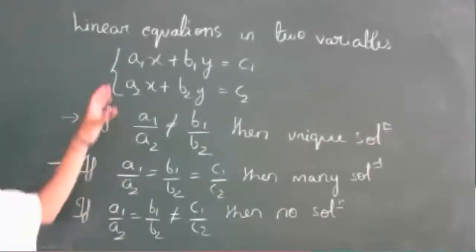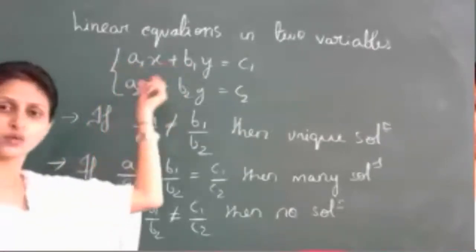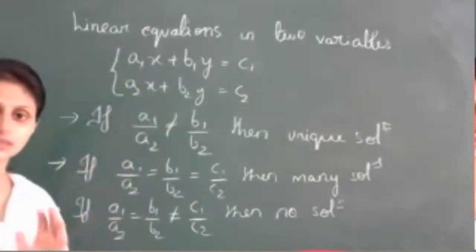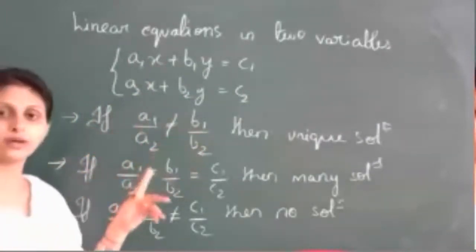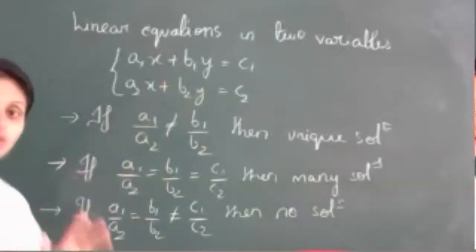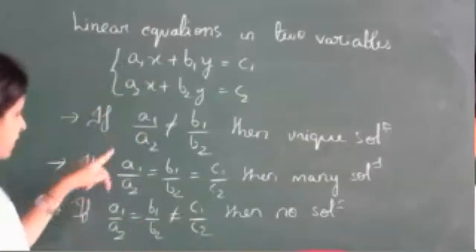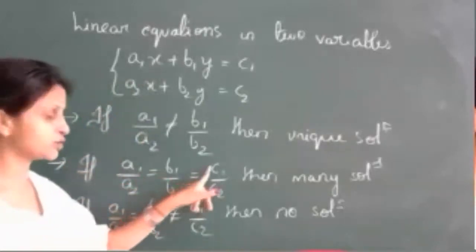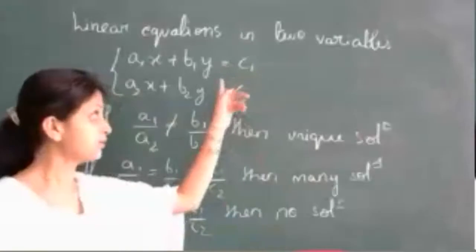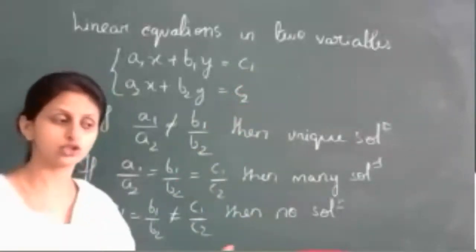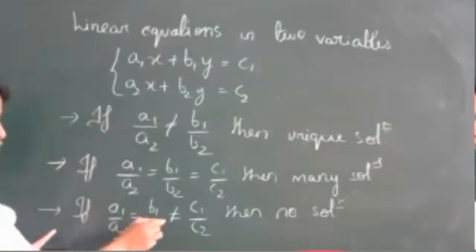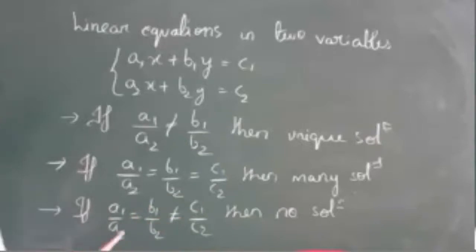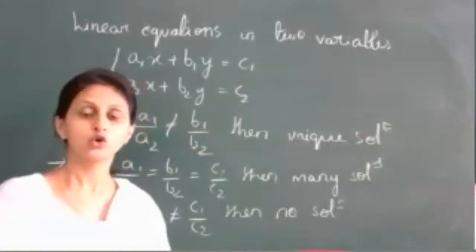If we consider two linear equations in two variables, then with the coefficients of these variables we can determine some things. First, if a1 by a2 is not equal to b1 by b2, then this system of equations will have a unique solution. Second, if a1 by a2 is equal to b1 by b2 is equal to c1 by c2, then the system will have infinitely many solutions. Next, if a1 by a2 is equal to b1 by b2 is not equal to c1 by c2, then the system will have no solution.